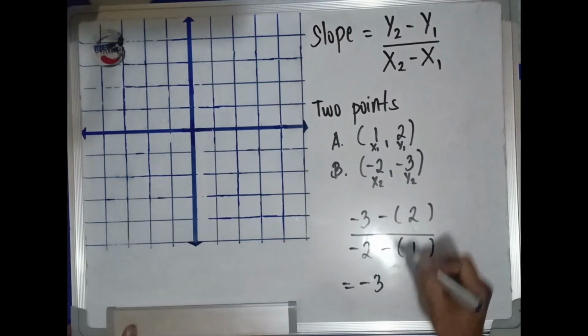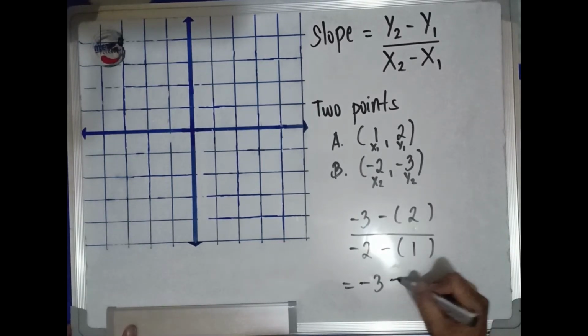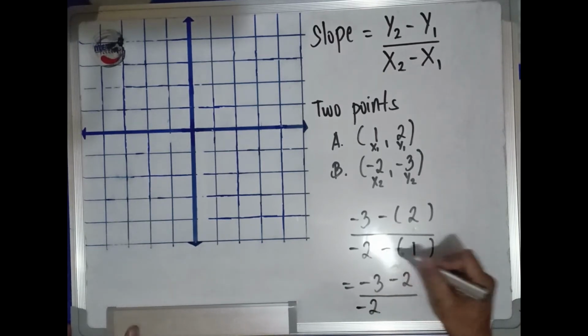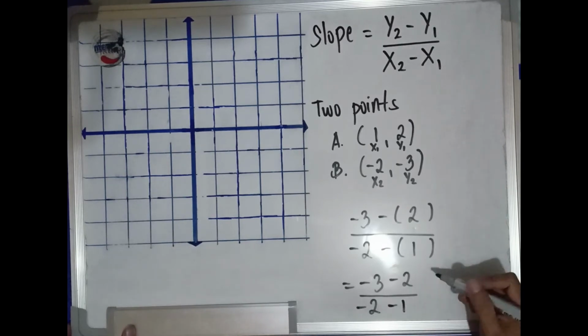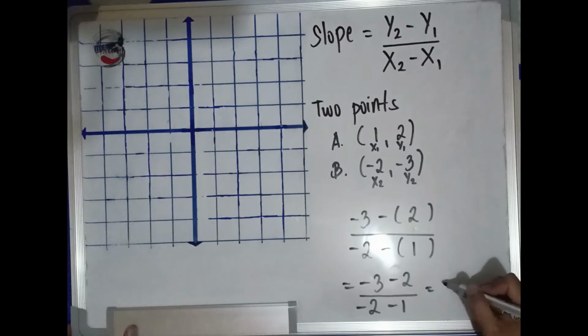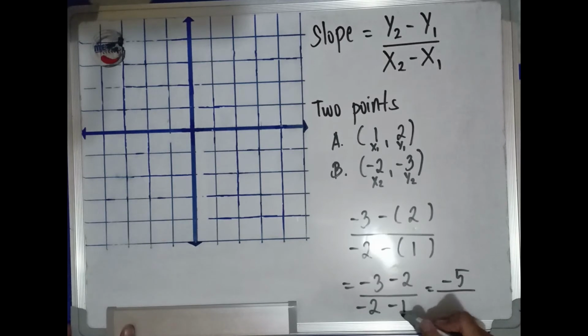Negative 3, negative sign times 2 is negative 2 over negative 2. Negative sign times 1 is negative 1. Then, negative 3 and negative 2 is equal to negative 5 over negative 2 and negative 1, that is negative 3. Our numerator and denominator are both negative, so this will be cancelled. We have now positive 5 over 3. So our slope is 5 over 3.